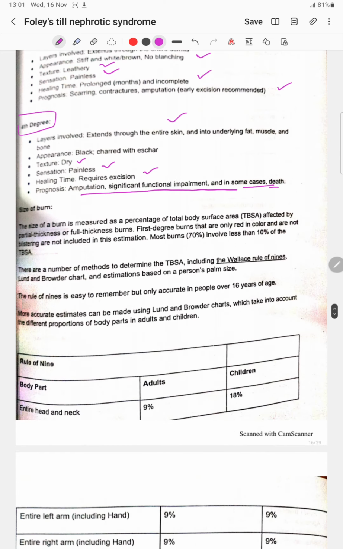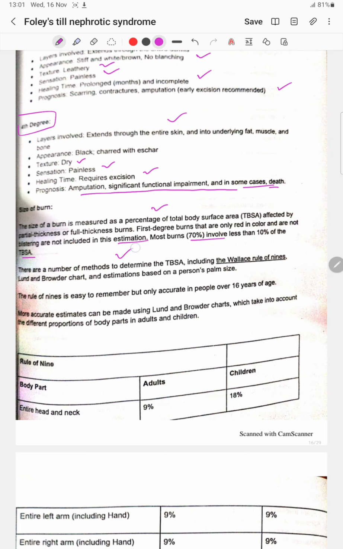The size of the burn. The size of the burn is measured as a percentage of the total body surface area affected by the partial thickness or the full thickness burns. The first degree burns that are only red in color and are not blistering are not included in the estimations. Most burns, 70%, involve less than 10% of the TBSA.